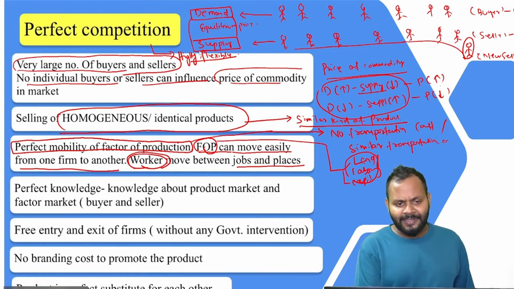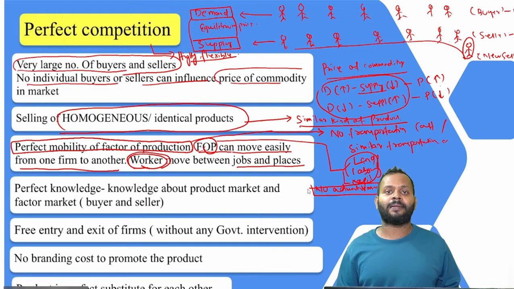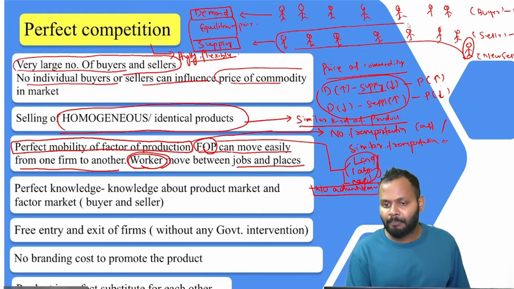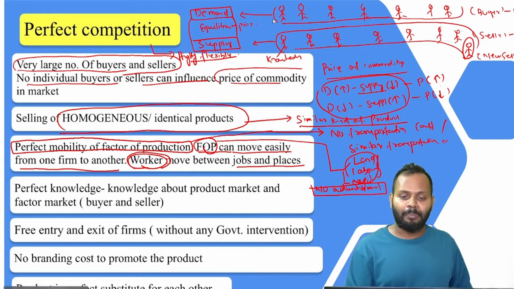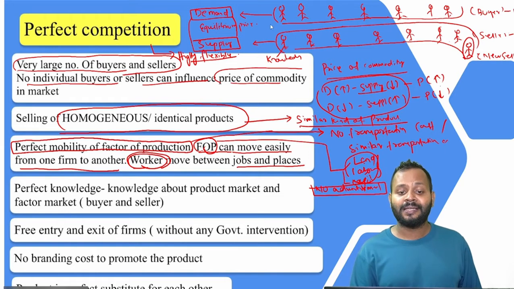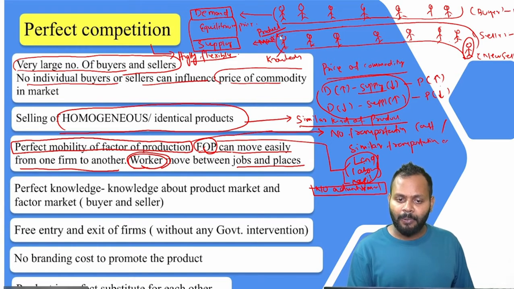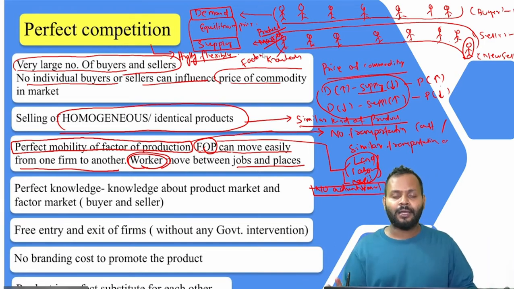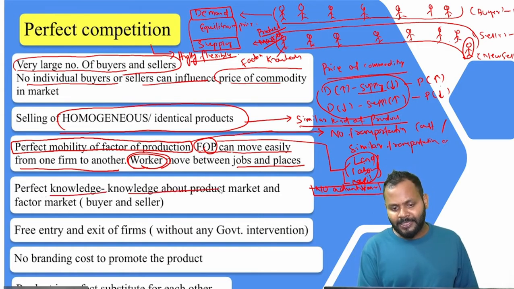Now there is no advertisement. So what do you understand by no advertisement? That means in this kind of market, the buyer has absolute knowledge, and the seller also has absolute knowledge. Both have absolute knowledge about the product, about the market, about the factor cost. Everyone has perfect knowledge, right? You don't need to campaign, you don't need to advertise. Perfect knowledge, knowledge about the product market.